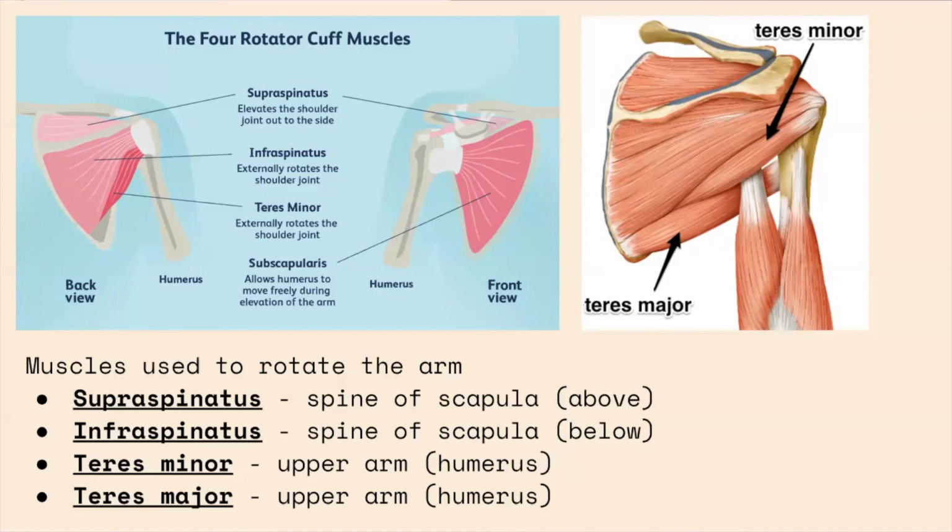And we have the infraspinatus, which is the spine of the scapula, but it is below the clavicle. It's below the clavicle because it says infra. Infra means below. We have the teres minor, which is the muscle in our upper arm. So if you look at the second diagram, we have the teres minor, which is kind of like above the teres major. So just get a feel for that. They're both muscles that control the humerus.